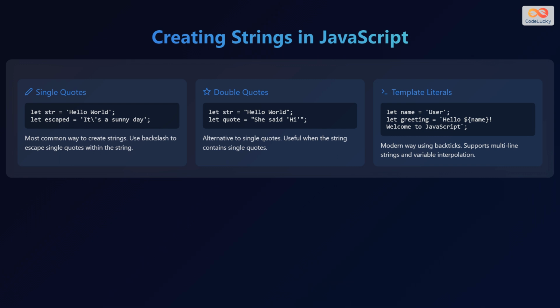Template literals use backticks and are a modern way to create strings. They support multi-line strings and variable interpolation. For example, let name = 'user', and let greeting = `hello ${name}!\nwelcome to JavaScript`.